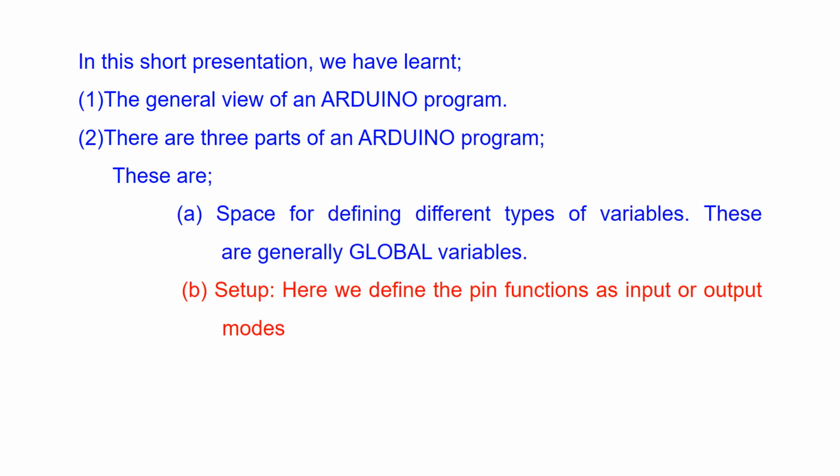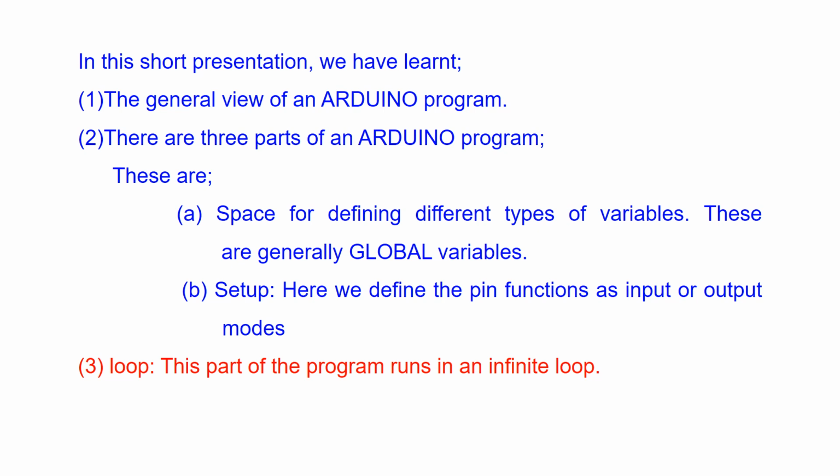In the next part, we will define the setup function. Here, we define the pin functions as input or output modes. This function is executed by the Arduino program only once. Finally, we write the loop function as void loop. This part of the program runs in an infinite loop enclosed between an opening curly brace and a closing curly brace.